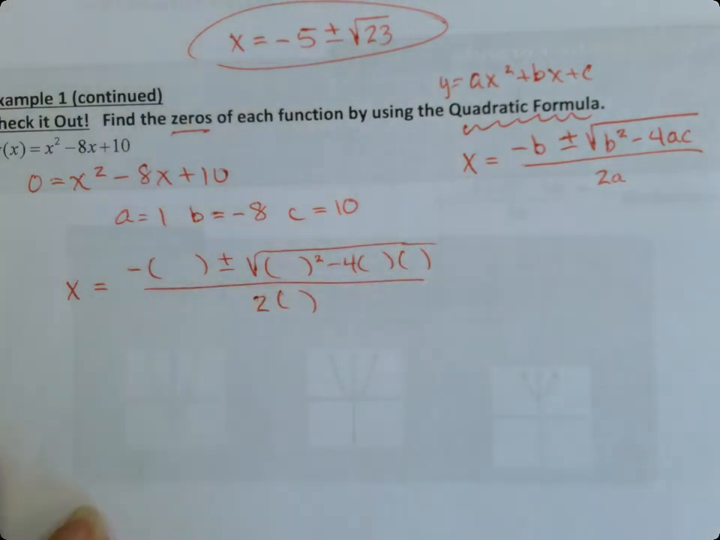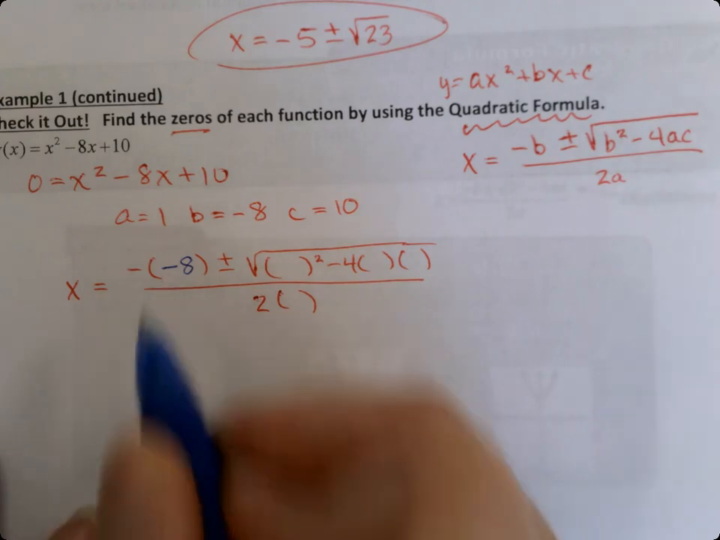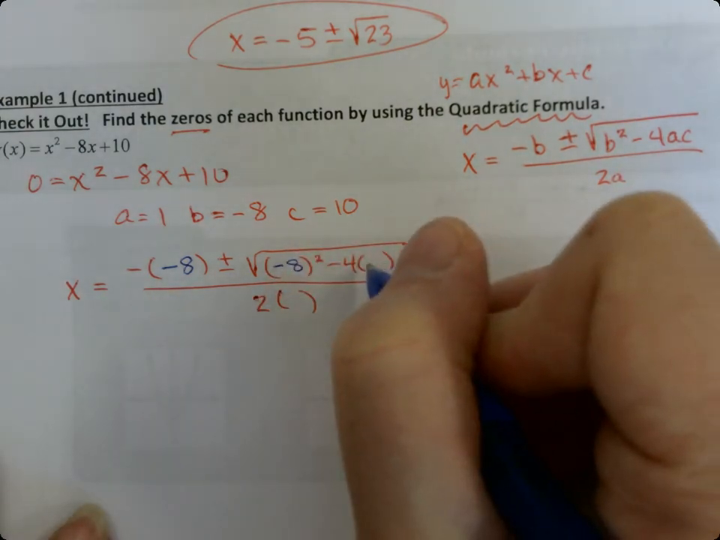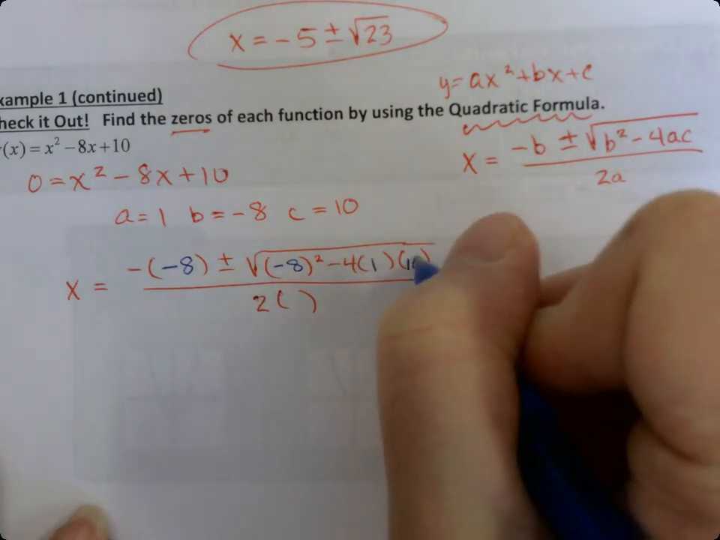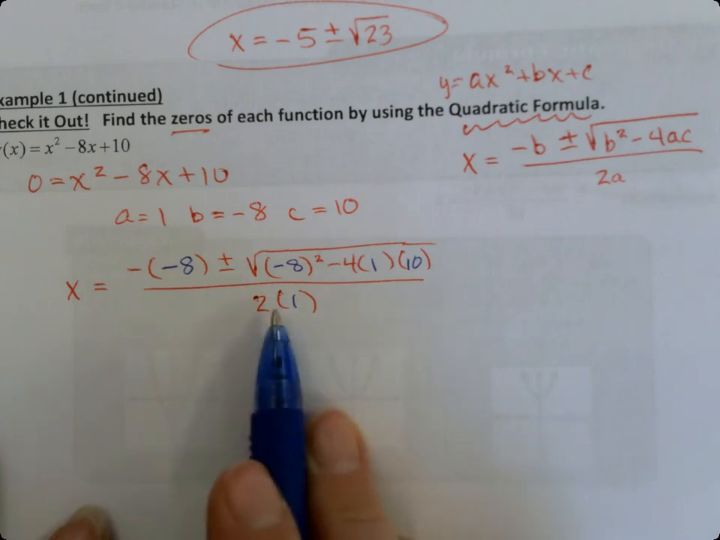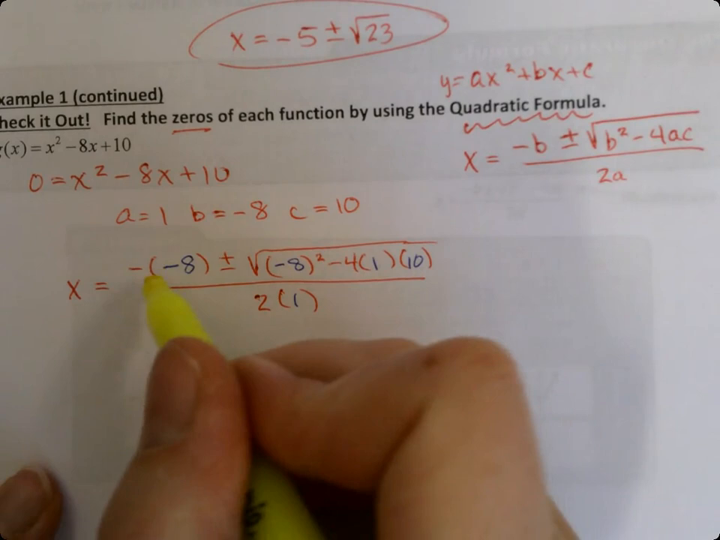But if you're comfortable with it, you can throw the numbers in as you go. So while you're working, I'm going to toss the numbers in. Notice it's the opposite of -8. And this has to be in parentheses to square it. And don't get comfortable, the a is always 1. It can be different.